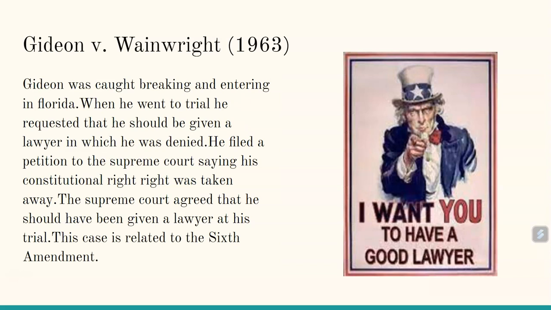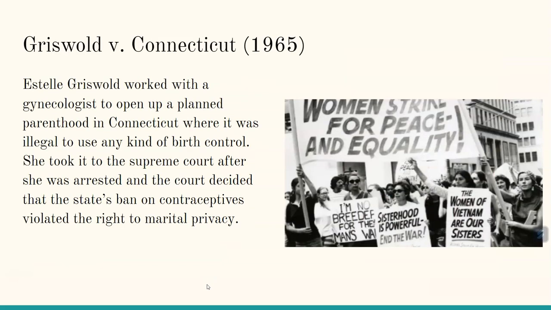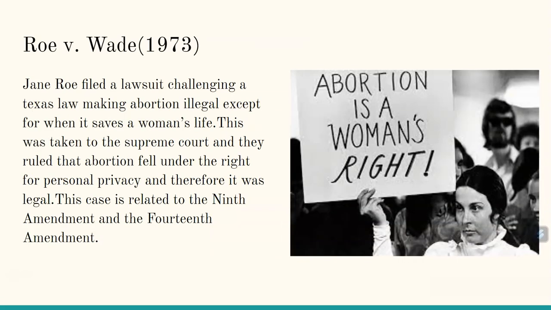Now, Gideon versus Wainwright, this is the right to an attorney. And Gideon, he wrote it down on lined paper and pencil to be heard, and went all the way to the Supreme Court. And now everybody has a right to an attorney. If you don't have an attorney, it's not constitutional. Griswold versus Connecticut. They had to do with contraception, but contraception is a form of privacy. Whether you're using contraceptives or not, that falls within the Fourth Amendment, okay, privacy.